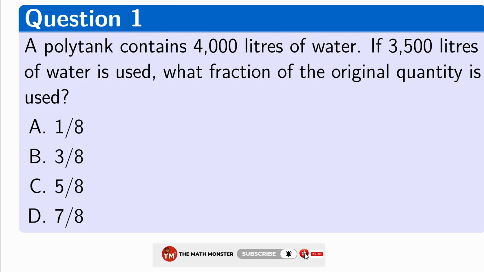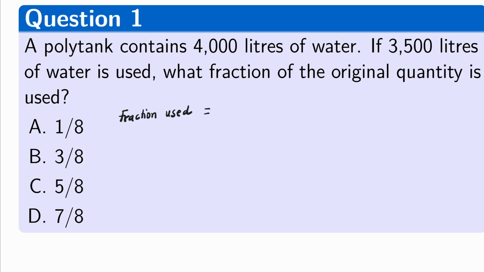In this video, we go through the NTC past questions. Question 1. A polytank contains 4,000 liters of water. If 3,500 liters of water is used, what fraction of the original quantity is used?